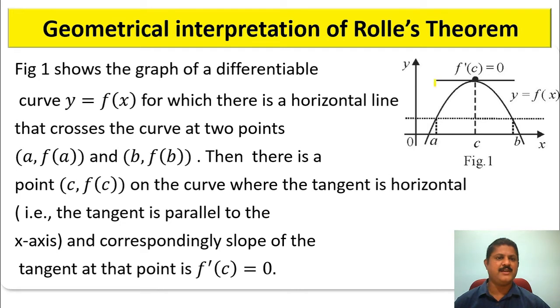The tangent of the curve at this point is parallel to the x-axis, and correspondingly the slope of the tangent at that point is 0. That means f dash of c equals 0. If the slope of the tangent is 0, it is nothing but f dash of c equals 0. Therefore, this is the geometrical interpretation of Rolle's theorem.